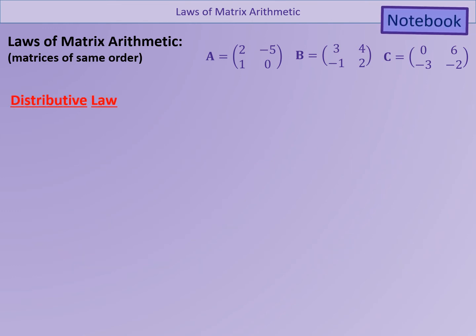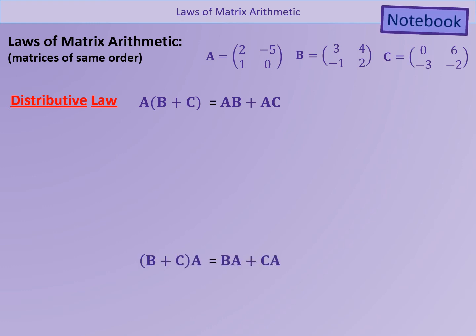Let's take a look at the distributive law. So here we have A multiplied by B plus C is equal to AB plus AC. This is telling us that the multiplication of a number by a group of numbers is the same as doing each multiplication separately. Now we know this is true for numbers and for algebra, and it's also true for matrices.